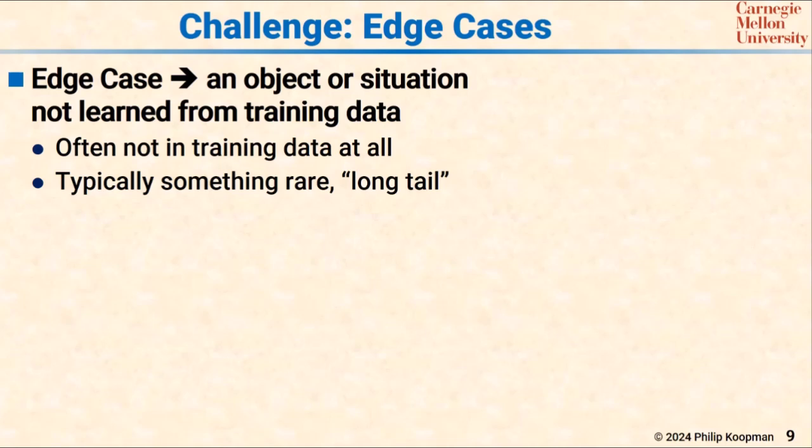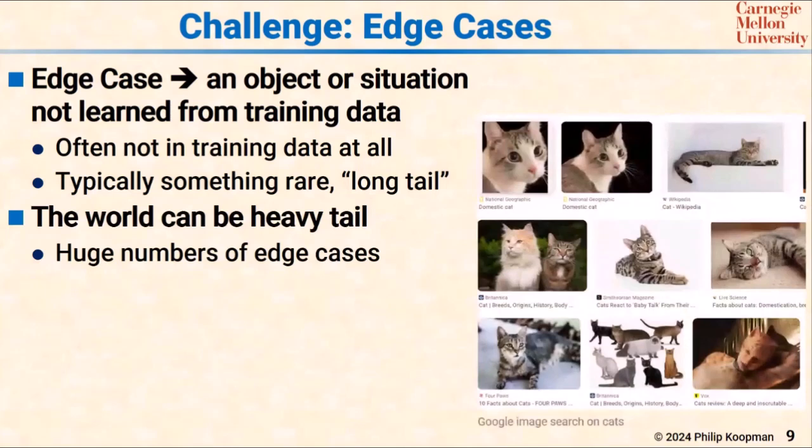The problem, especially with safety critical systems, is safety is dominated by low probability, high consequence events. And so edge cases are a thing. We're going to come back to that. So what does this mean in practice? Well, if you have some cats, you can say, show me a bunch of pictures of cats. And the world can be heavy tail. So there's the long tail, which is the rare events, but heavy tail is a proposition that the rare events are rare individually, but there's so many of them, you cannot afford to ignore them.